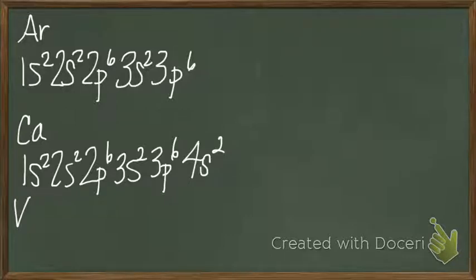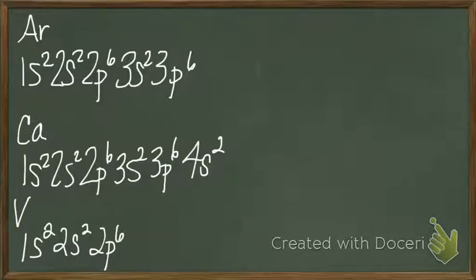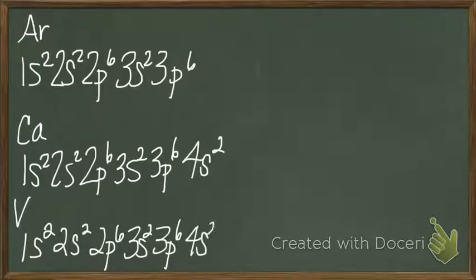Now let's do my favorite element, vanadium. Okay, it's got 23. So here we go. 1s2, 2s2, 2p6, 3s2, 3p6, 4s2, 3d3. Okay, 3d3. You said 10? We're not filling them, we're stopping. We stop when we're done, okay?